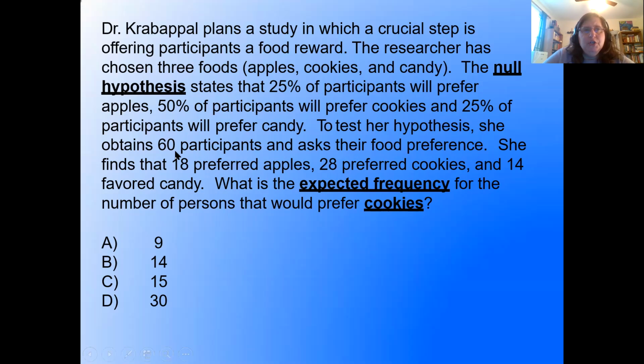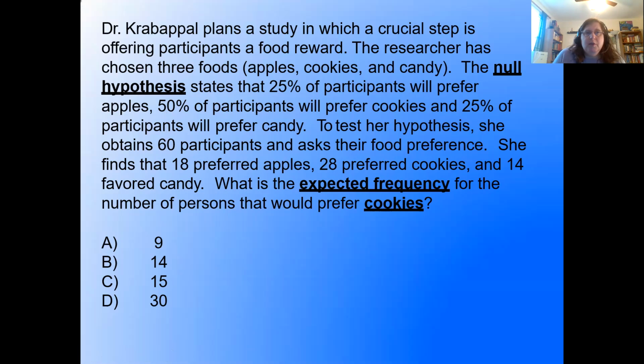Okay, so what we do to get an expected frequency is we take the total, which was 60. We did need to know that it was 60 participants, times the expected frequency, or the null, for that cell. So we're looking for cookies. So what percent preferred cookies? 50%. So it's 50% of 60, or 0.5 times 60, or D, 30. Okay, we're just taking 50% of 60.